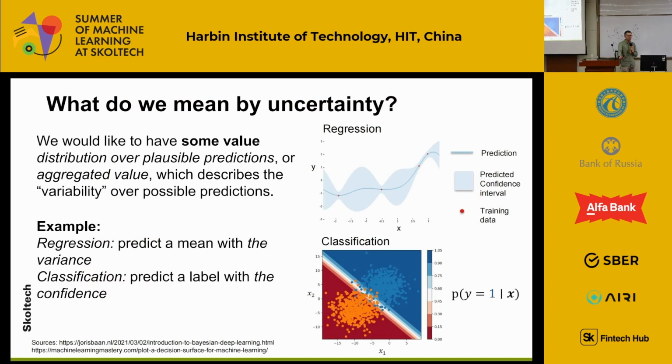What is reasonable, and what can we think about when we are thinking about uncertainty? Let's consider two examples, for regression and for classification. For regression, let's look at the picture. On the top right picture, we have these red points. They are the training data. We have our regression model, this dark blue curve, and we can say that the measure of our uncertainty can be represented, for example, as a confidence interval, how big it is.